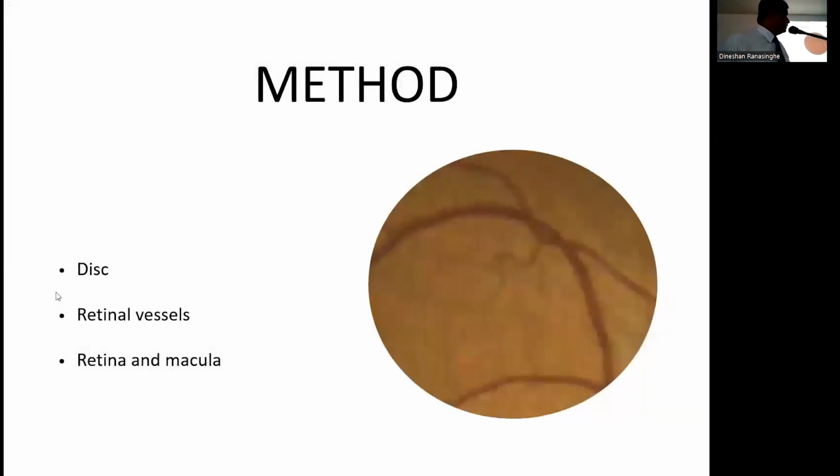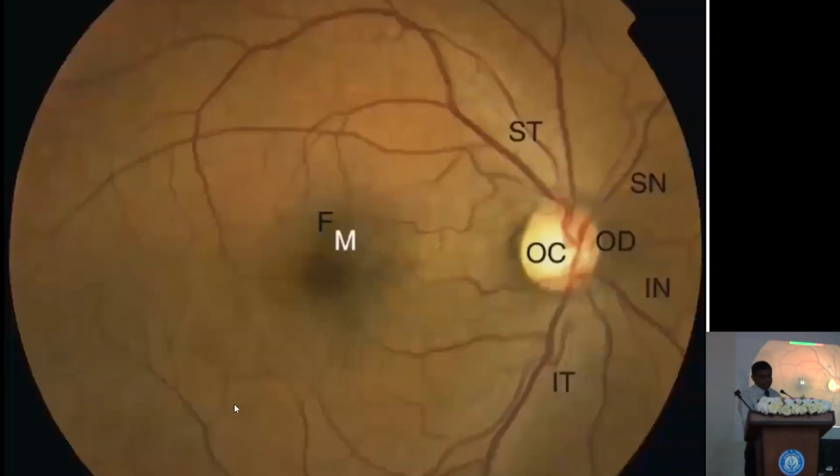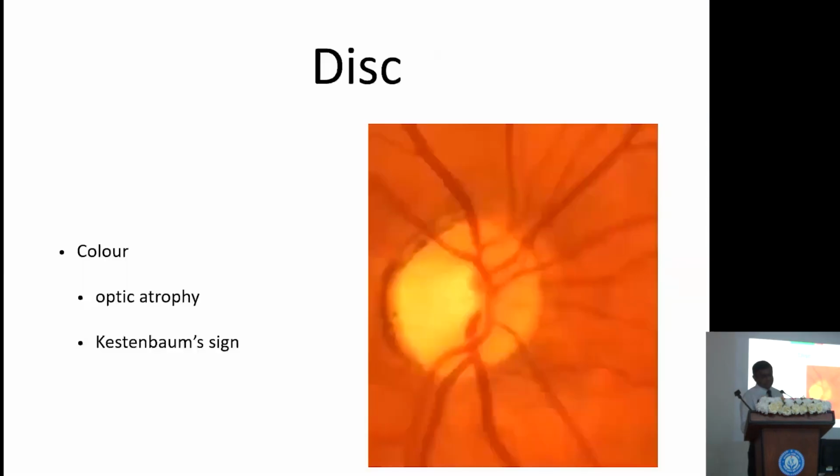Follow this arrow, right? Further. So then you will find another arrow. That is a bifurcation of a retinal vessel, right? So you go further, then you will find the disc, right? So you examine the disc first, then retinal vessels, then the macula. You keep the macula to the last because that is the most sensitive part of the retina. If you examine the macula first, the patient will get offended.